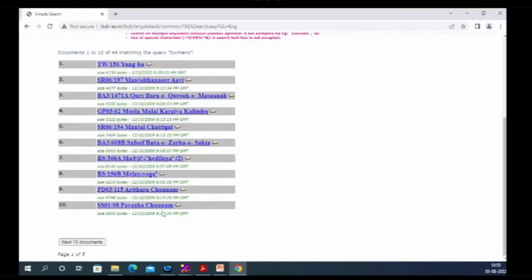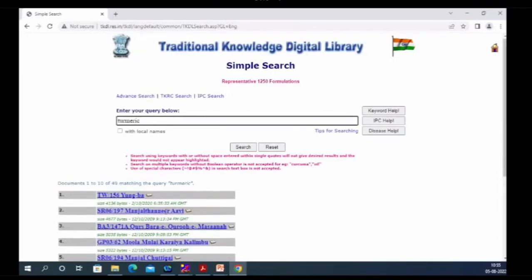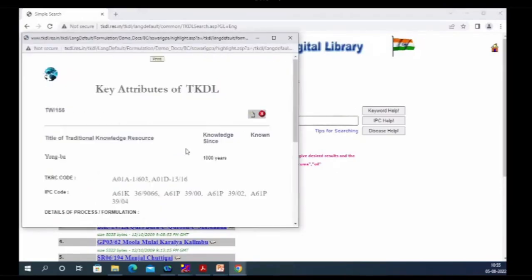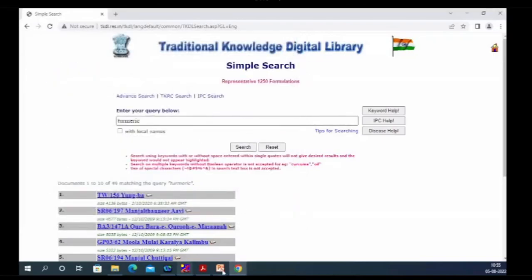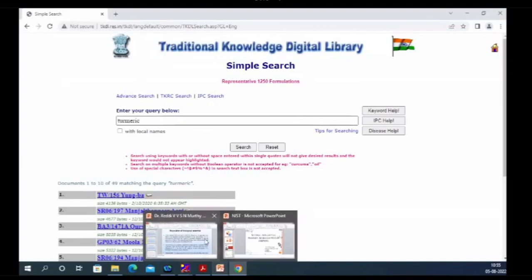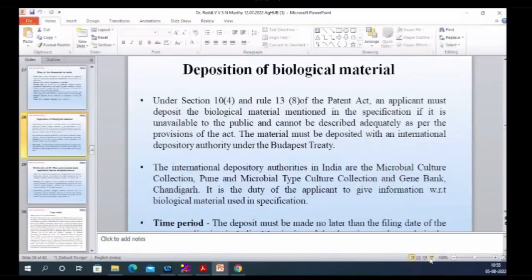See, there are so many documents, more than some lakhs of documents here, and you will get bibliographic proof. It's not that you are just saying it; see, this is that document. Anything falling under this, which we have used traditionally in Indian society, cannot be patented. That is what I mean to say.